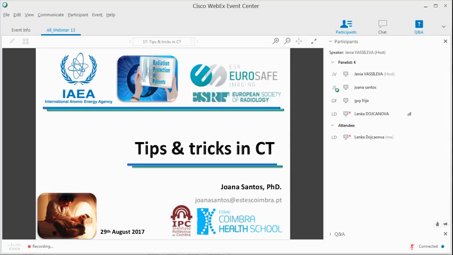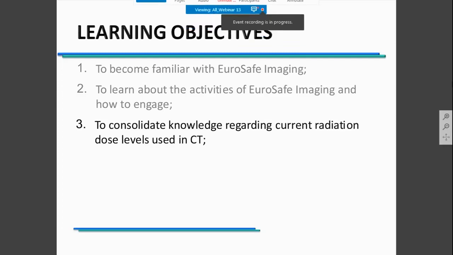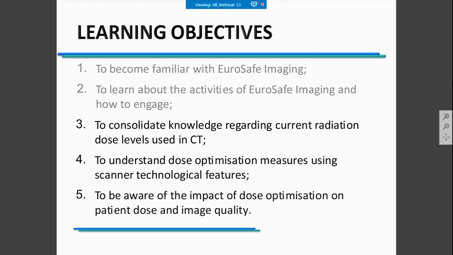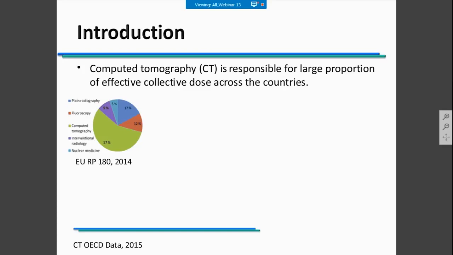And we're going to start by following the learning objectives that were stated by the session. We're going to start to consolidate knowledge regarding the current radiation dose values used in CT, pass to the optimization measures using scanner technological factors, and then analyze the impact of dose optimization on patient dose and image quality.